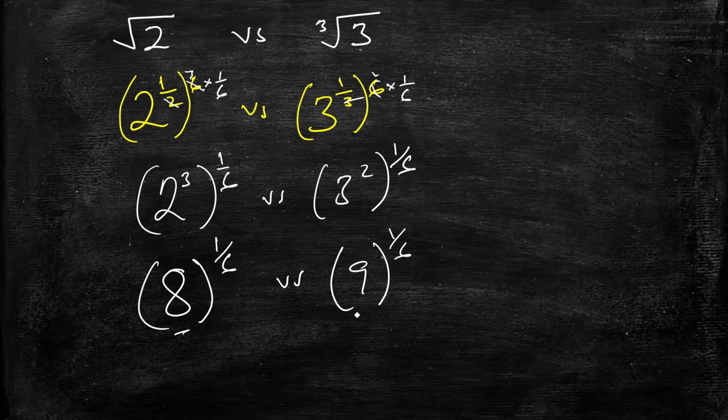So 8 and 9, which one is larger? So 8 is less than 9. Therefore, the larger one is this. Okay, so that's that.